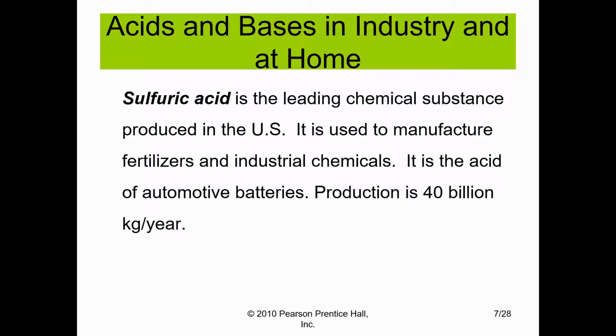In industry, acids and bases are used quite readily for many different processes. For example, sulfuric acid is one of the leading chemical substances produced in the United States, and it's used to manufacture fertilizers. It's also the acid that can be found in batteries. Production is about 40 billion kilograms per year of this substance.